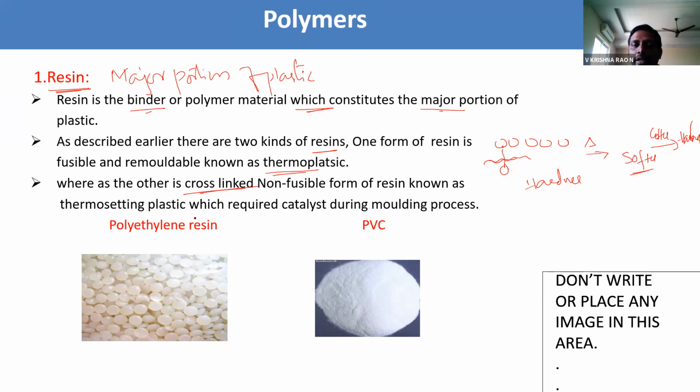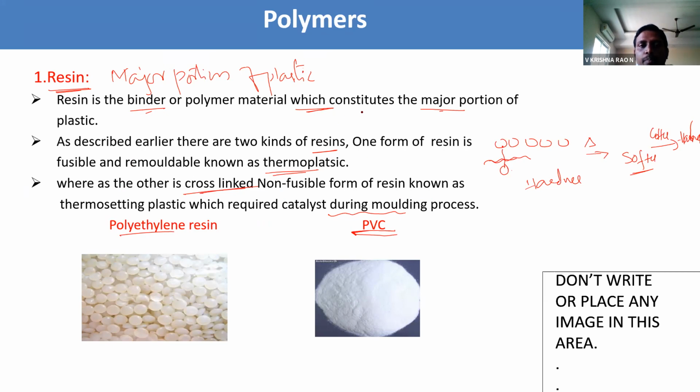Here, the thermosetting plastic requires the catalyst during the molding process. We'll discuss that during the discussion of catalyst. The thermoplastic resins require the catalyst or accelerators for the molding process. Here these are the examples: polyethylene resin and PVC, polyvinyl chloride. These are the examples for the resins.